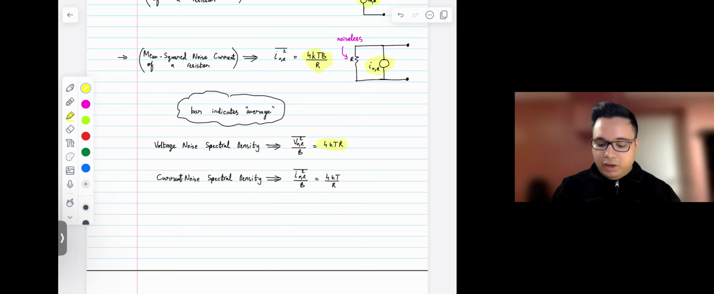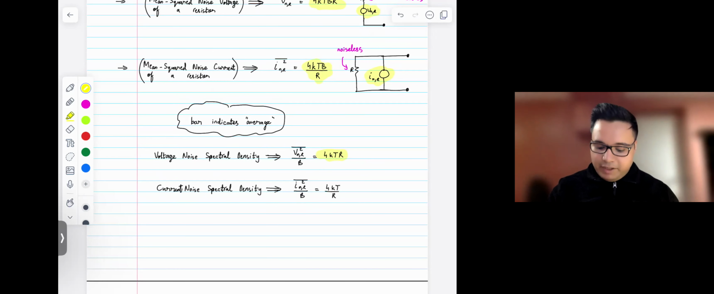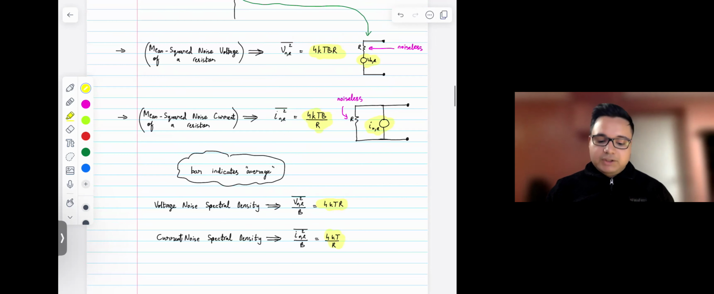So that's 4kTR. And again, same thing for the current. For the current NSD, it would be the average noise current divided by the bandwidth, which is 4kT over R. And if you're taking away anything from this video, it would basically be these expressions so that you can use them in your noise analysis. But later on in this video, I'm also going to do a quick derivation of how I got these expressions.